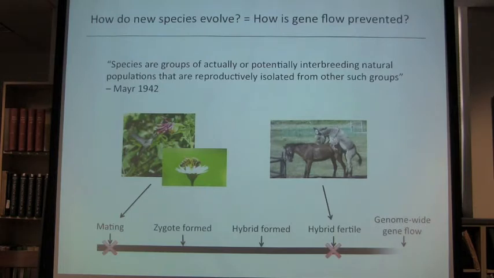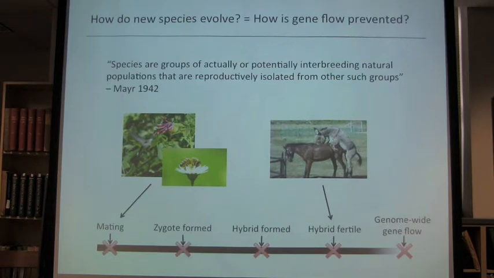So really what we're studying is the genes and the regions of the genome that are important for barriers such as these to arise. This is what we're talking about when we're talking about speciation genetics. Those were just two examples, but you can have this happen anywhere along the process.